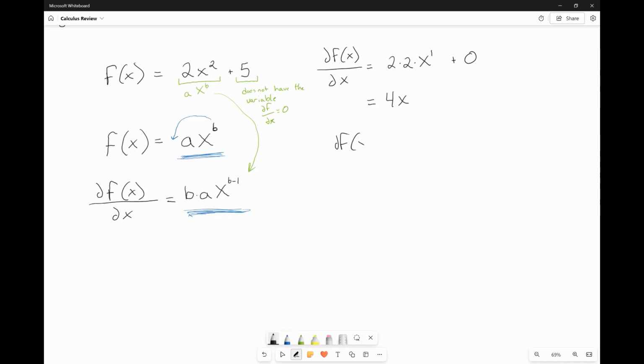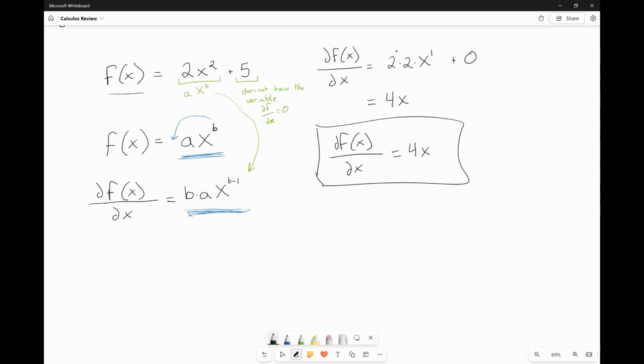Our final answer is the derivative of f of x with respect to x is equal to 4x. And there we go, there's our derivative. So if we want to know how the function f of x is changing given a 1 unit change in x, this derivative will tell us.